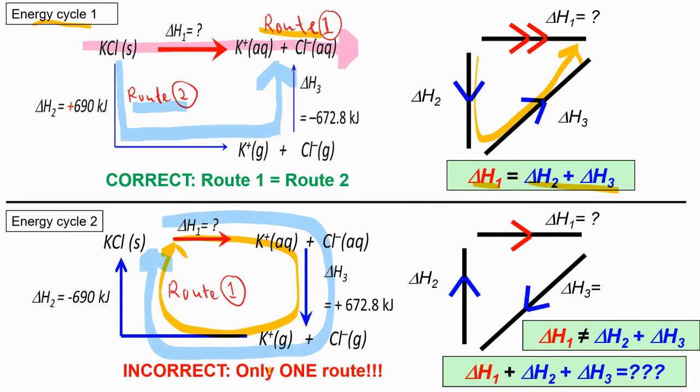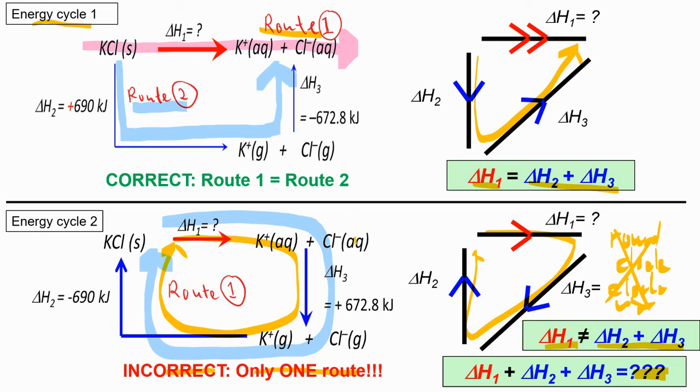So actually there is only one route, and it is incorrect. If you draw it like the physics one, there is no resultant force here. So enthalpy 1 does not equal enthalpy 2 plus enthalpy 3, and it does not obey Hess's law. So just remember, if you are going round the clock, or clockwise, it means it is wrong.